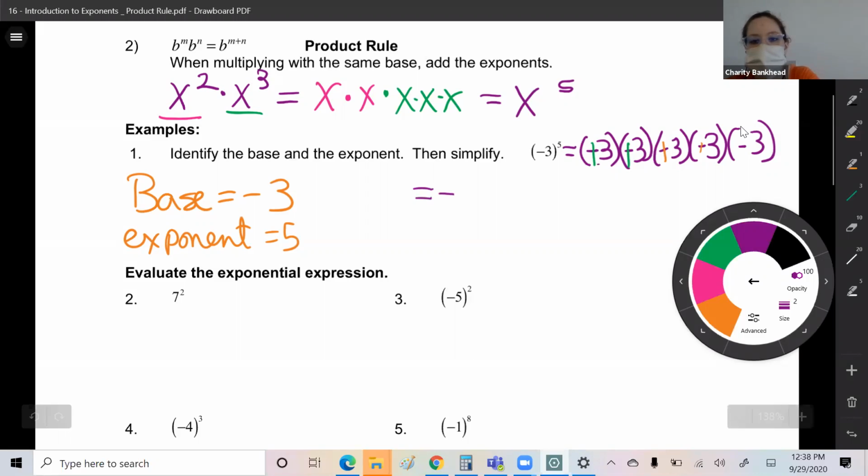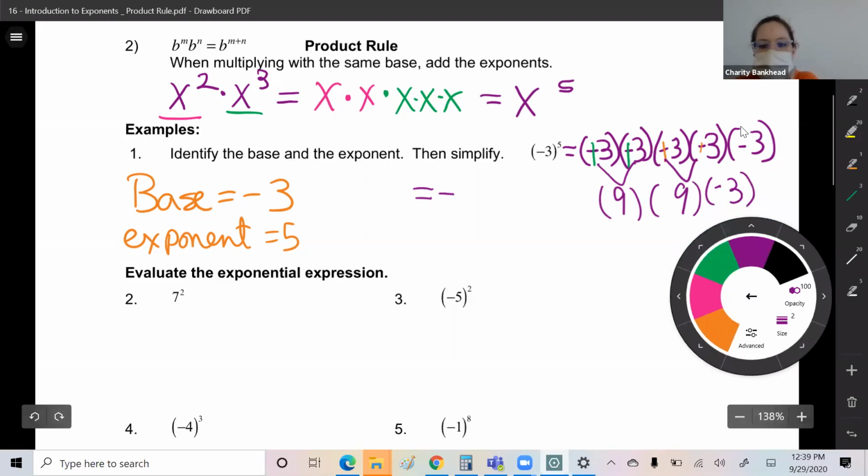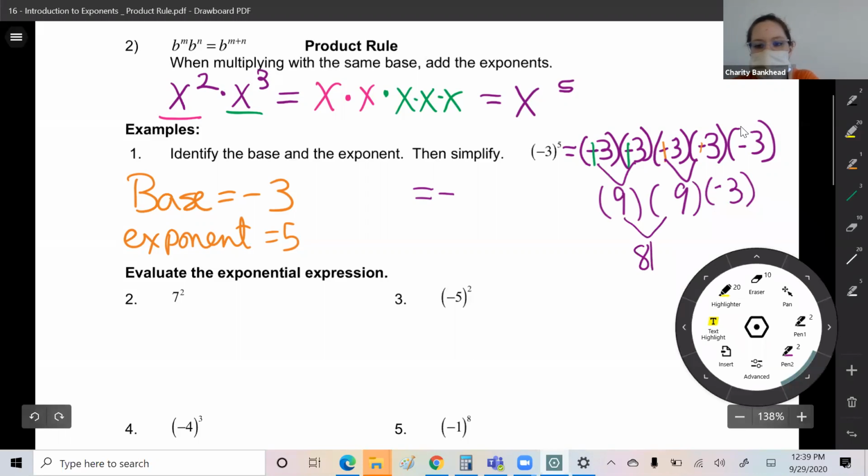All right, let's see. So we have 3 times 3 is 9. 3 times 3 is 9. I know 9 times 9 is 81. So now I just have to figure out 81 times 3. So that would be 243. Because 8 times 3 is 24, and then 3 times 1 would be 3. So -243 would be the answer.